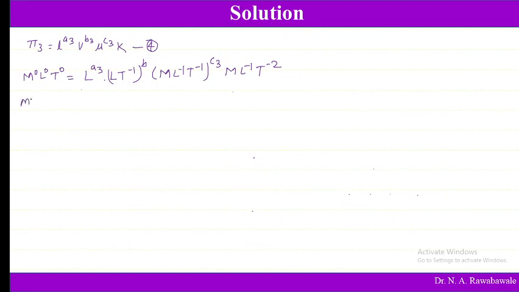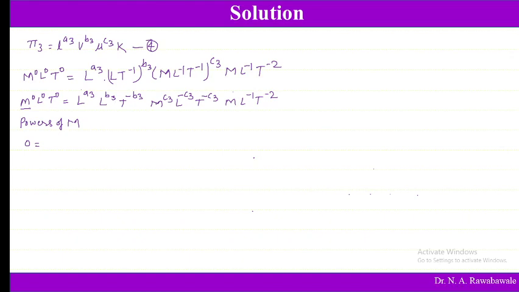On simplification, we can write it as m to the power of 0 l to the power of 0 t to the power of 0, which is equal to l to the power of a3, l to the power of b3, t to the power of minus b3, m to the power of c3, l to the power of minus c3, t to the power of minus c3, m l to the power of minus 1 t to the power of minus 2. So collecting powers of m, on the left hand side we get 0. So here c3 plus 1, because k has power 1, therefore c3 is equal to minus 1.